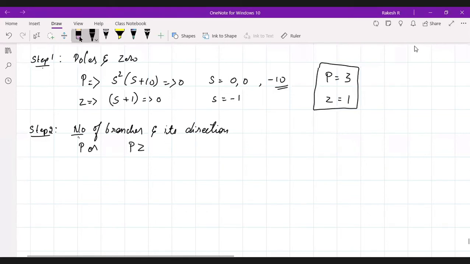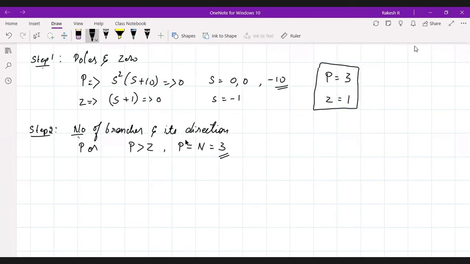What we have here, P is greater than Z. Here P is greater than Z, so I can take P, the number of poles N, that is equal to 3 here. 3 is greater than 1, so I can take the number of branches as 3 here.